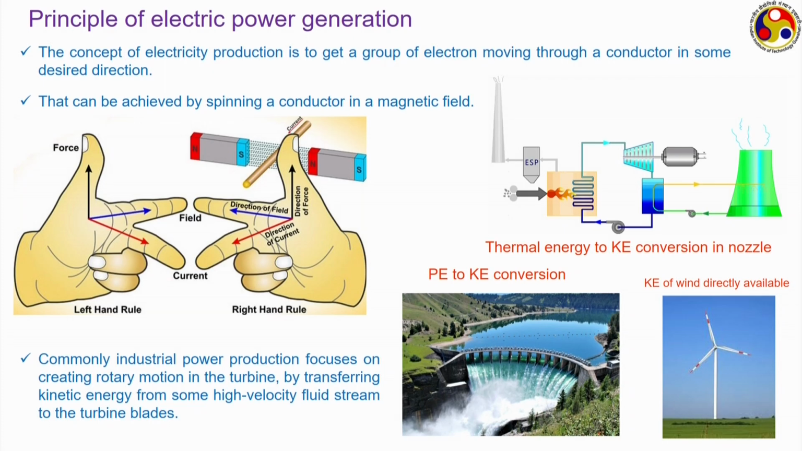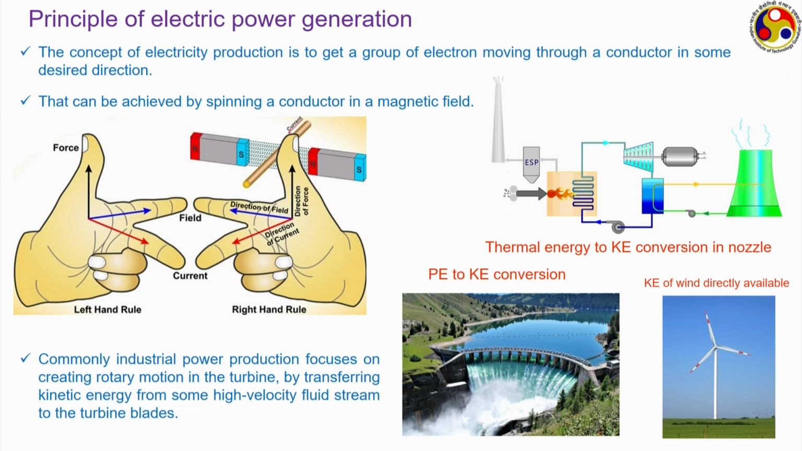So, here we have the principle of electrical power generation, which I am sure all of you are aware of. Electricity production is achieved when a group of electrons is able to move through a conductor in some desired direction, and that movement of electrons is generally achieved by spinning a conductor in a magnetic field. Up to that part, more or less all conventional power stations have the same kind of working principle, but how to create this motion of the conductor is where there is a difference. In most of the common power stations, you will find a turbine which has several blades mounted on it, and the turbine itself is mounted on a shaft.